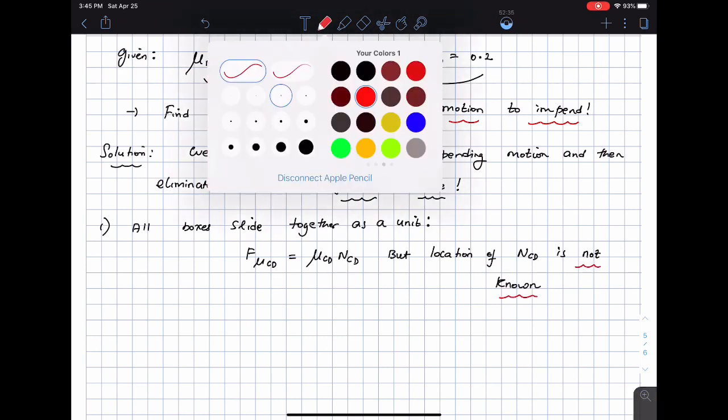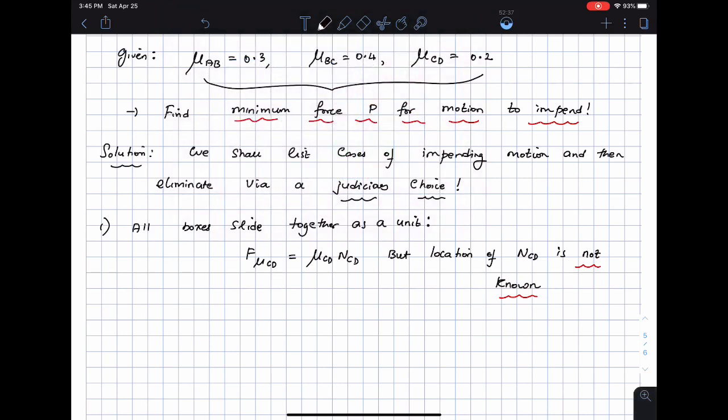And then the other equations that I have are F_BC is less than mu_BC times N_BC, and then F_AB is less than mu_AB times N_AB, and all of these equations have to be satisfied, whether they are an equality or an inequality, if you assume that the boxes slide together as a unit. That's the first case of impending motion.